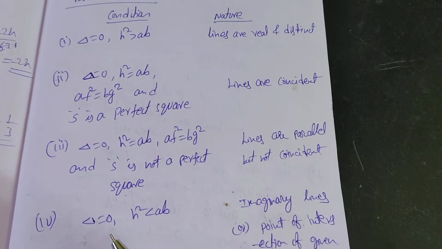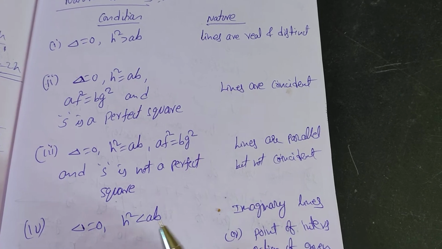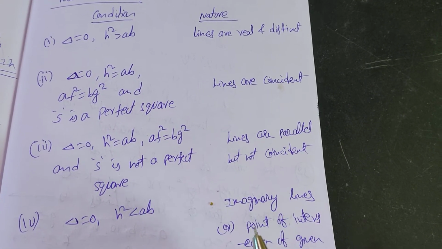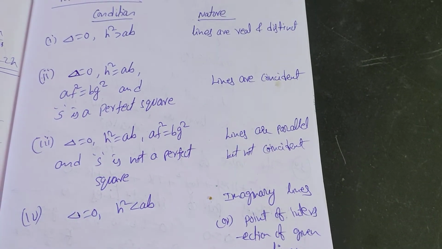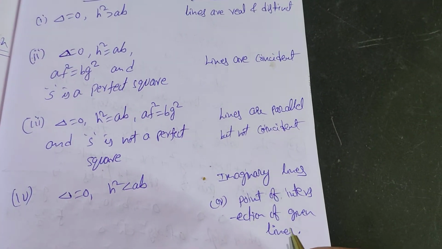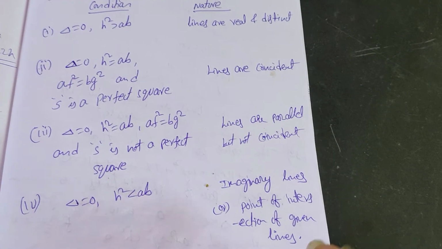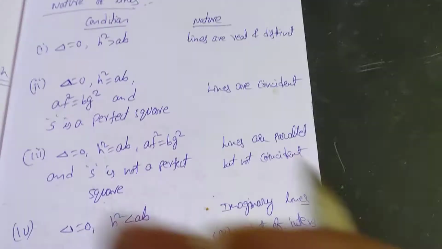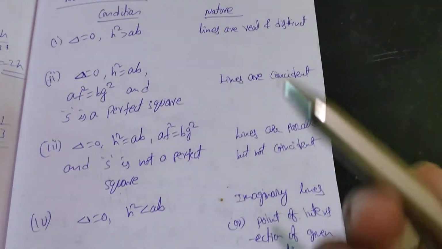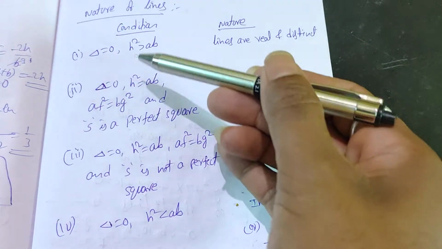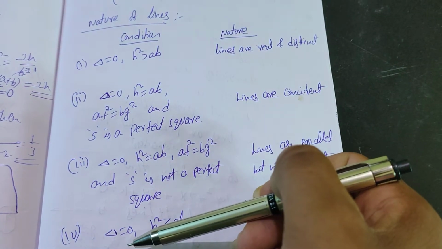Next, the fourth one: if delta is equal to 0 and h square is less than ab, then the two lines are imaginary lines, or we can say that it is the point of intersection of the given lines. So these 4 points we have to remember. And you observe, if this represents straight lines, delta is equal to 0 is the common condition.